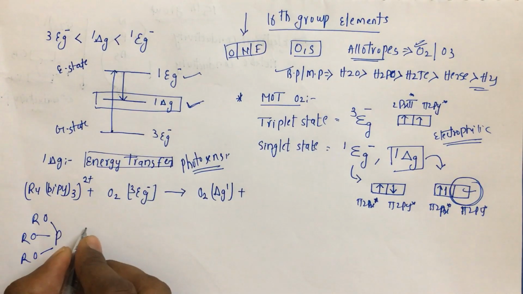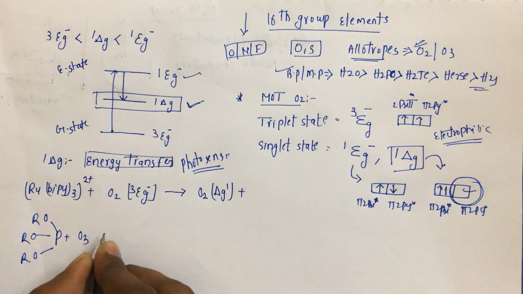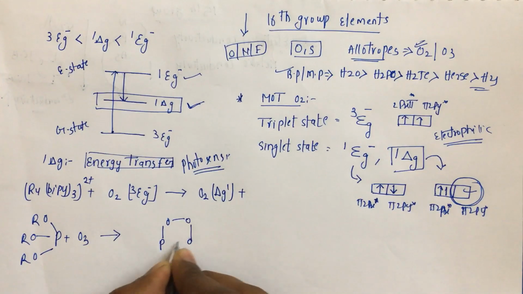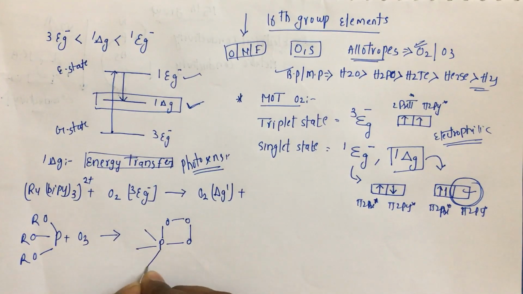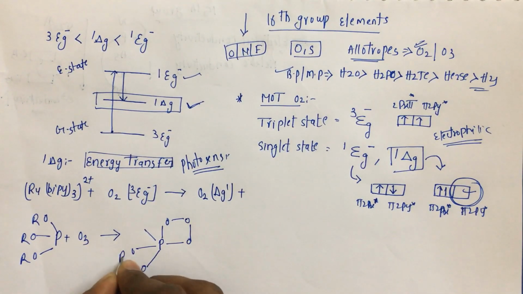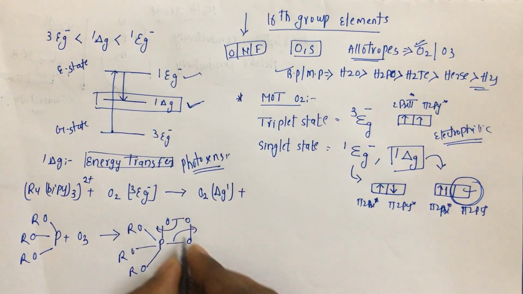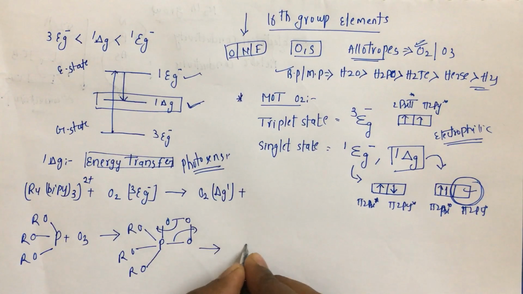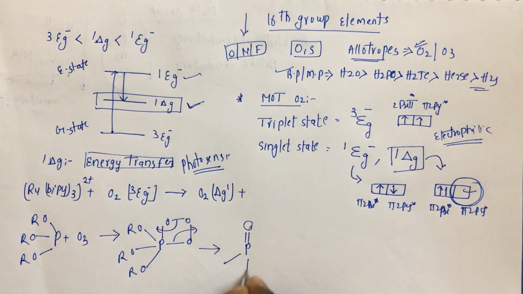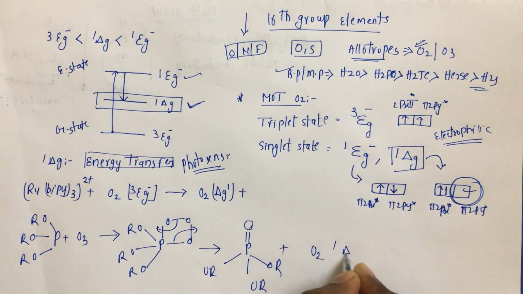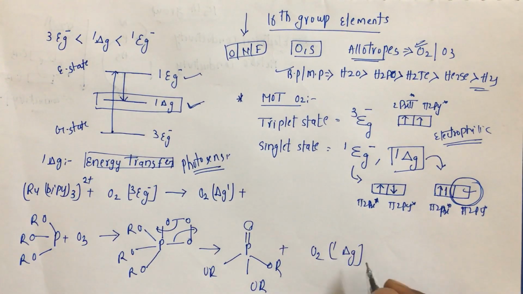This compound, upon treatment with ozone, gives an ozonated compound like this. We know that phosphorus has a high tendency to form a bond with oxygen, and this is another way where we can generate oxygen in the singlet state, or delta g as a term symbol.